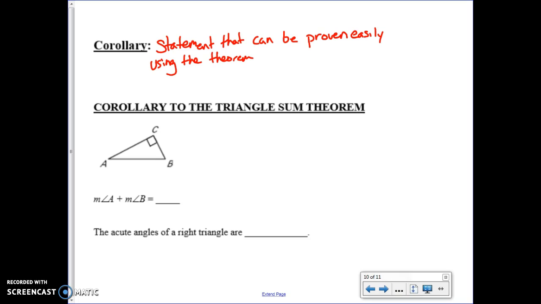So the corollary to the triangle sum theorem, where all of the angles add up to 180, is that if we have a right triangle, so we know this is 90 degrees, then we know the other two angles have to add up to 90 degrees if we want the whole thing to total 180. So the acute angles of a right triangle are, and you can use the word complementary here, you could say 90 degrees. We're going to go with our vocab here, complementary.